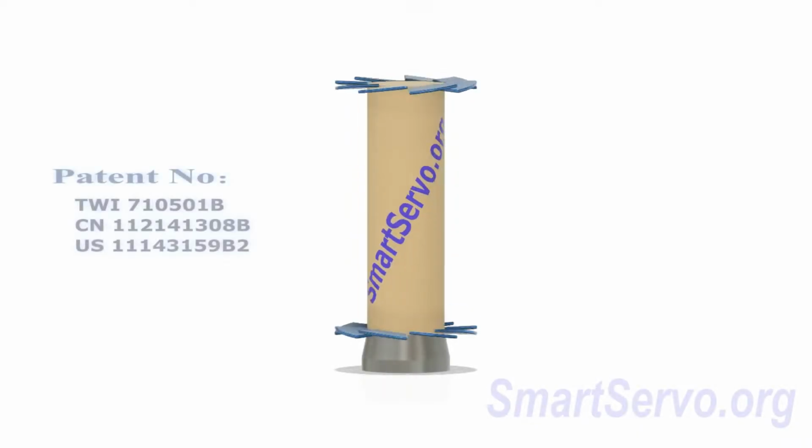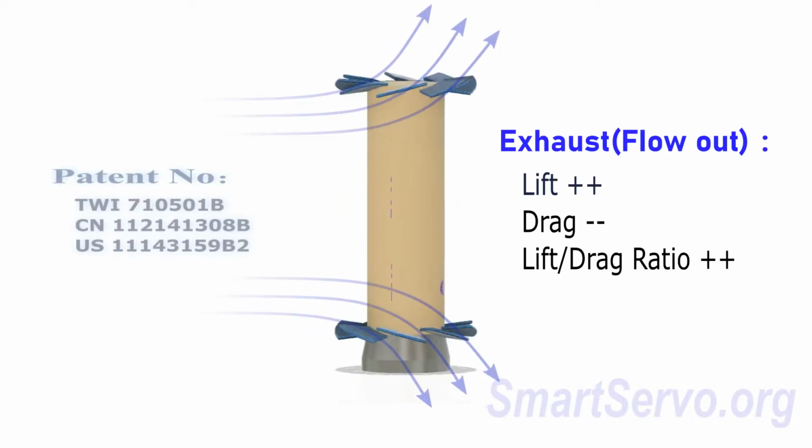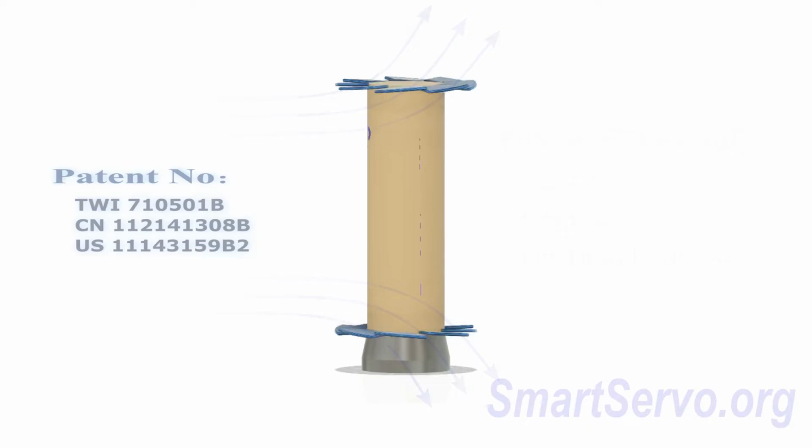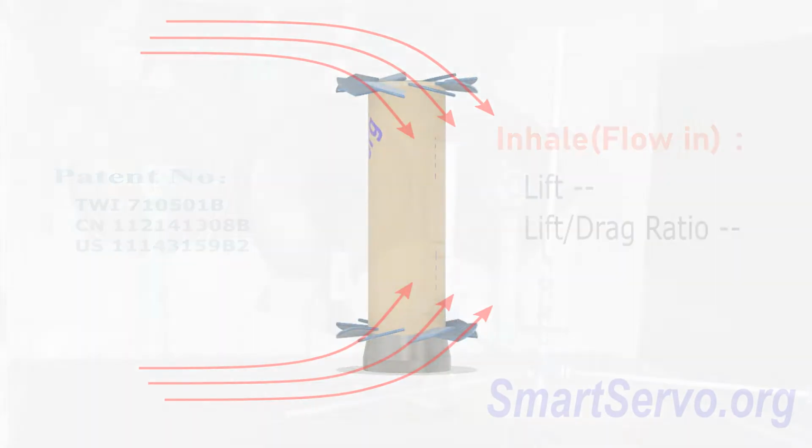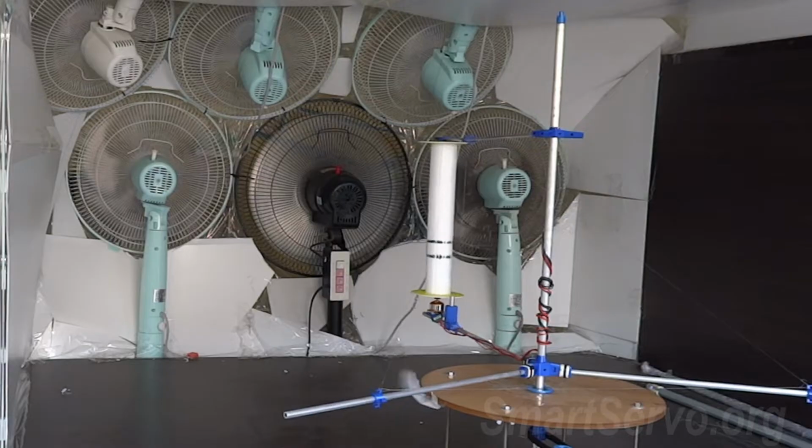When the blade acts to exhaust the airflow from the end, the Magnus lift increases, the drag decreases, and the lift-to-drag ratio increases. When the blade acts to inhale the airflow from the end, the lift force decreases and the lift-drag ratio decreases. Then do an experiment to verify.